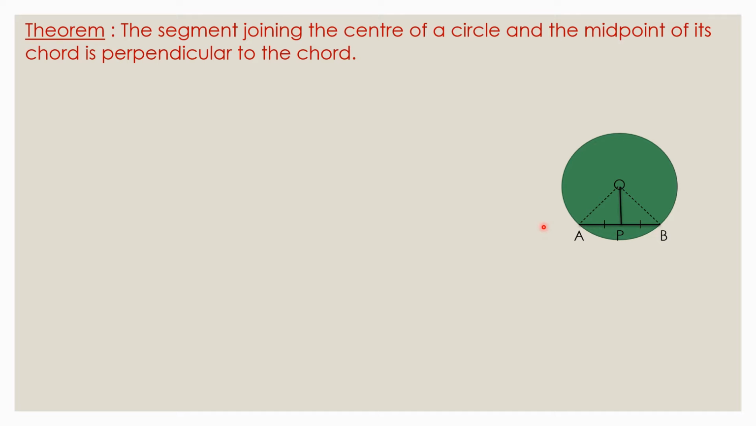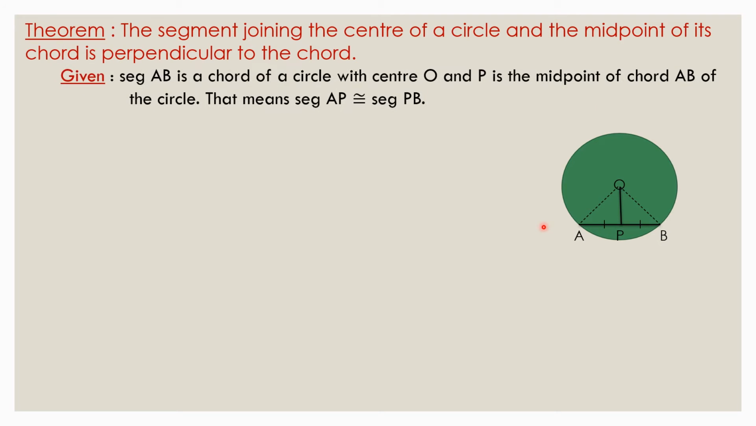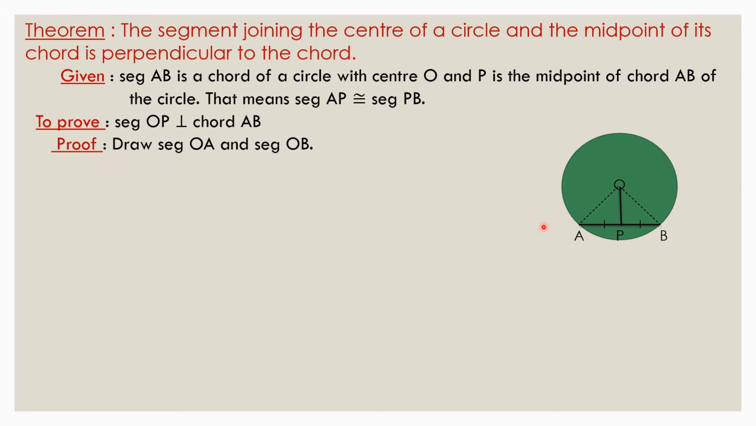First write given. Segment AB is a chord of a circle with the center O, and P is the midpoint of chord AB of the circle. That means segment AP is congruent to segment PB. And to prove: segment OP is perpendicular to chord AB. And proof: draw the segment OA and segment OB. Those two are the radii of a circle.